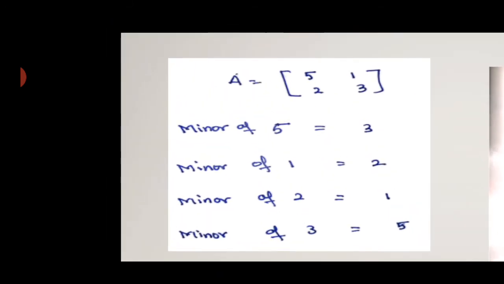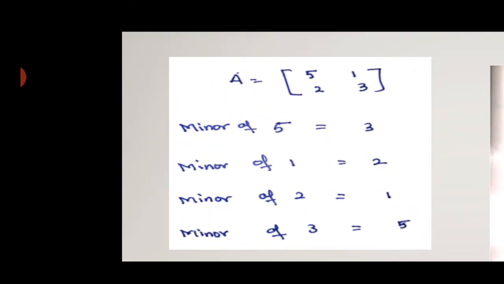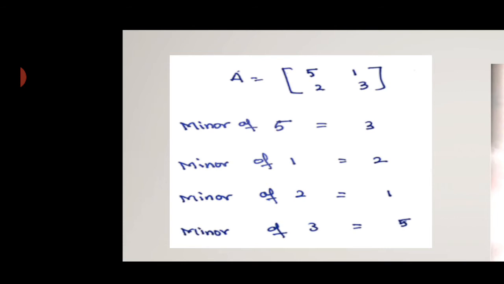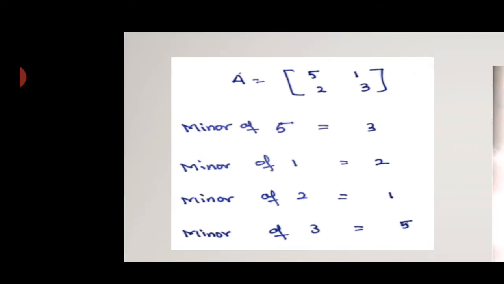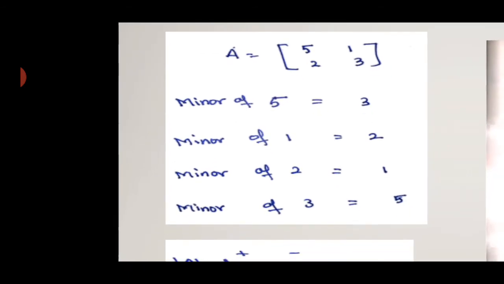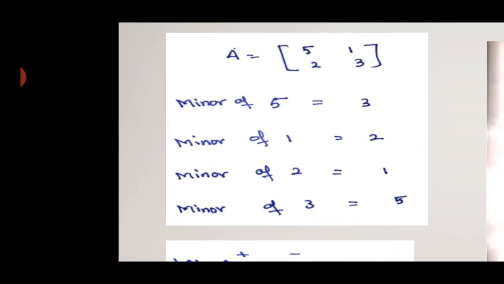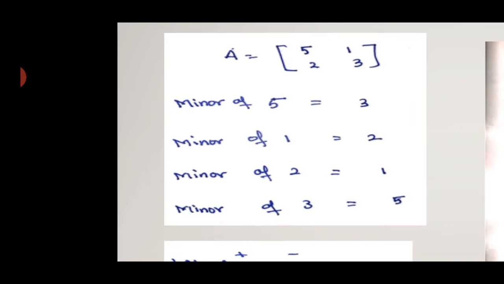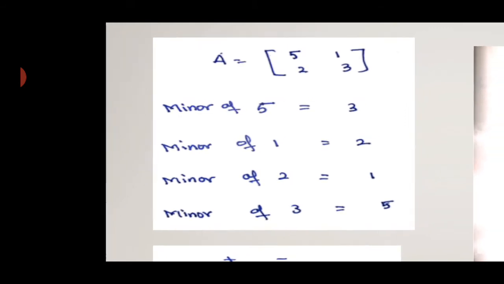So what is the minor of 1? The row and the column in which 1 is present, you have to leave it. If you leave that, what is the remaining number? 2. That's all. What is the minor of 2? Minor of 2 means the row of 2, that is the second row, and the first column, you have to leave it. If you leave that, then what will be remaining? 1.